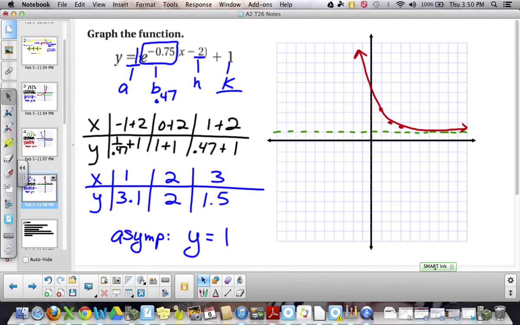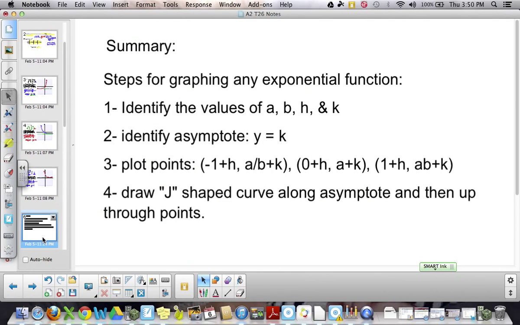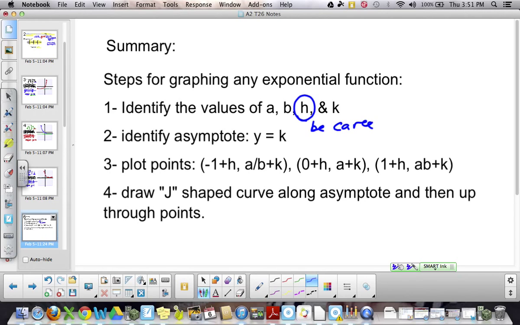All right, so those are some examples of graphing exponential functions that are translated, slid from the normal spots. So a quick summary, steps for graphing an exponential function. Identify the values of a, b, h, and k. Be very careful with h. Okay, so be careful there. Identify your asymptote, which is just y equals k, and then plot your 3 points where you're adding h to all the x's, and you're adding k to all the y's, and then finally draw your J-shaped curve.